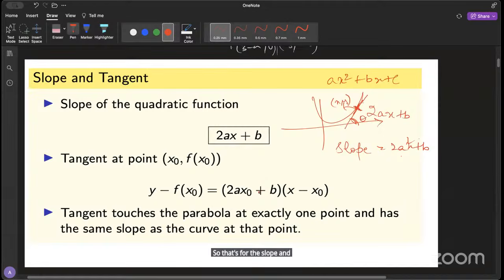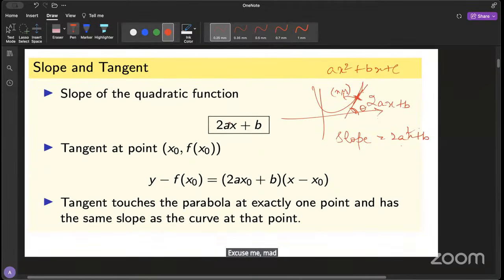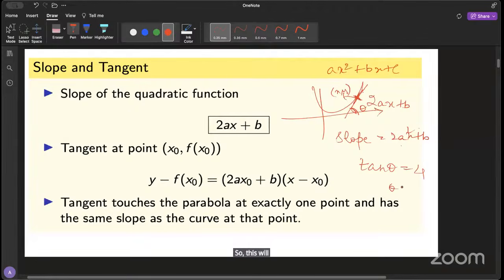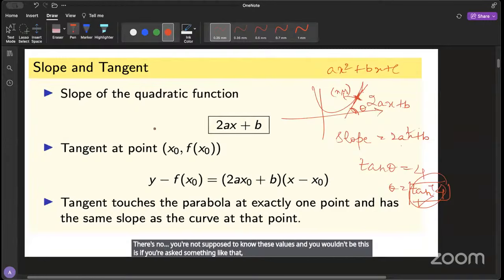Madam, if the slope is 4, then what would be the angle? What would be theta? If your slope is 4 and slope is tan theta, right, so tan theta will be 4, and then you can just use tan inverse. You cannot solve this by hand. You're not supposed to know these values, and if you're asked something like that, you just have to use your calculator. That's it.